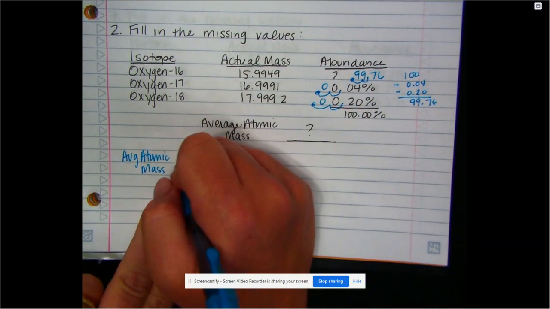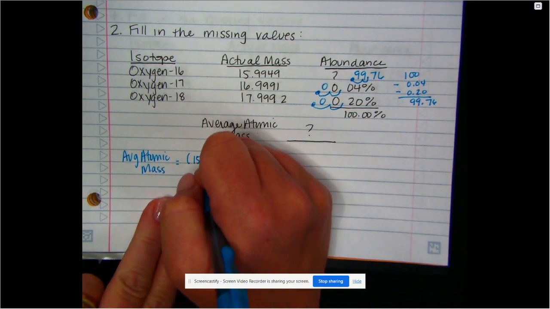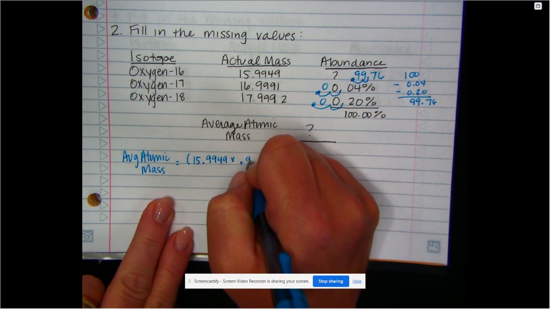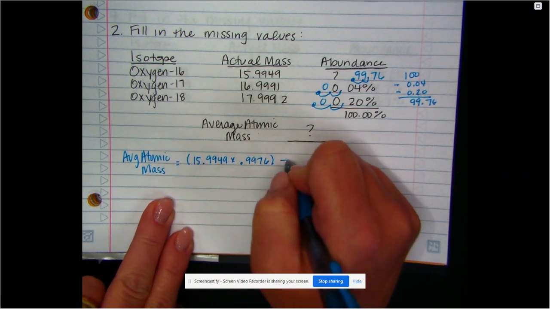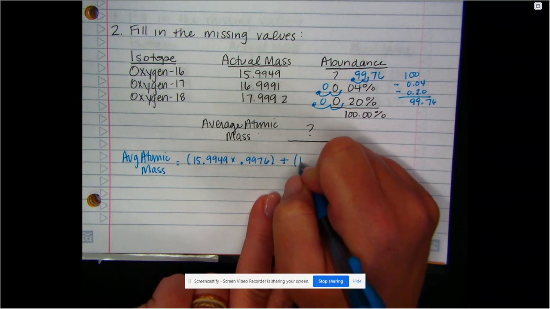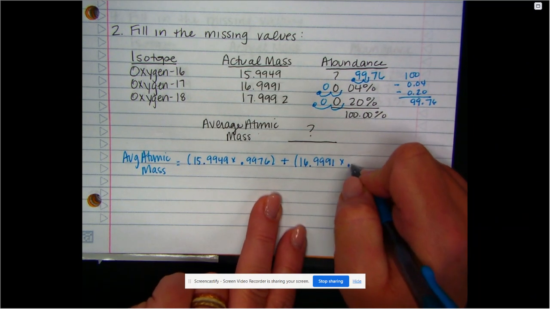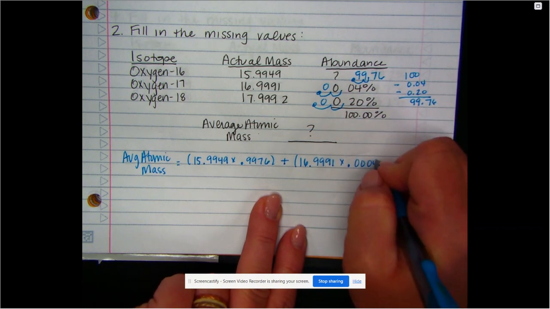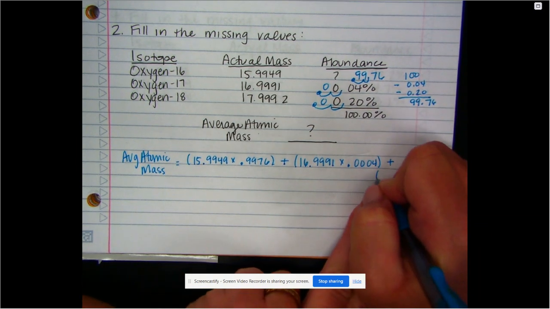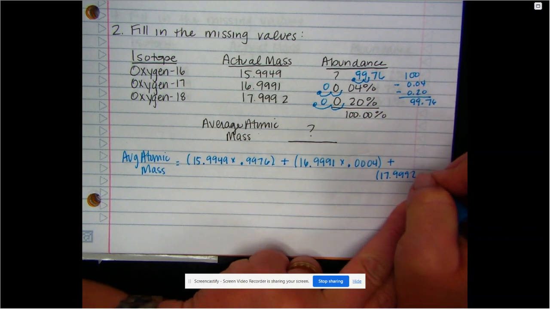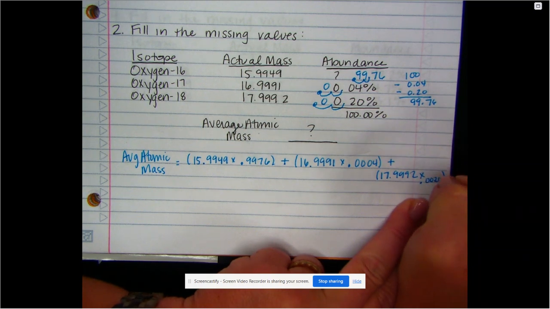So I'm going to take my actual mass, 15.9949 times 0.9976 plus 16.9991 times 0.0004 plus 17.9992 times 0.0020. Kind of ran out of room there.